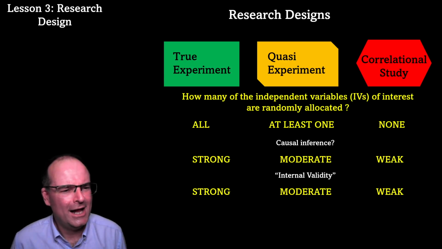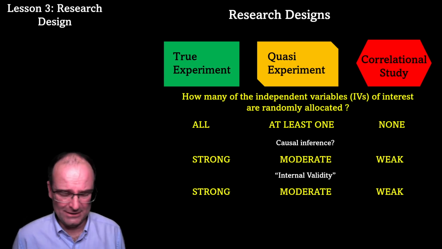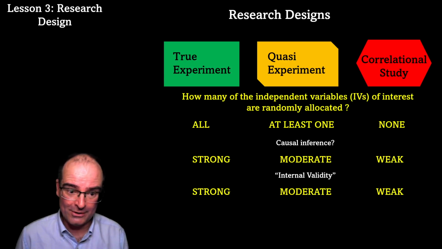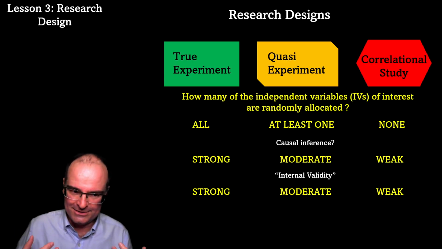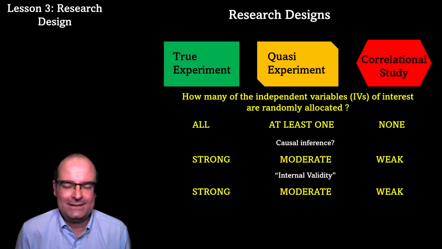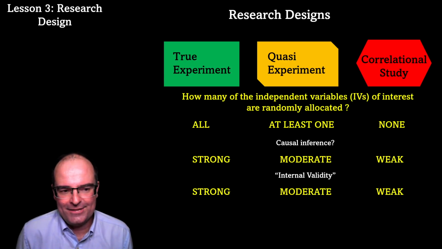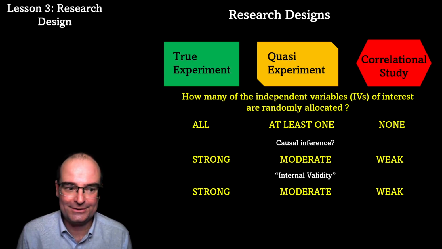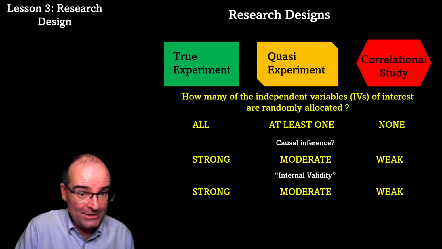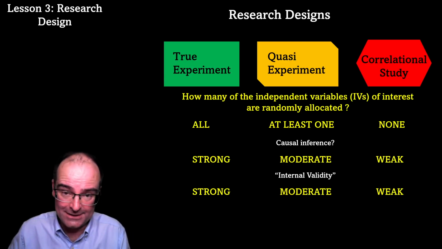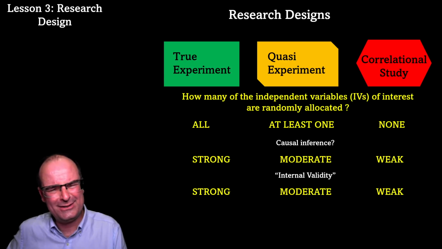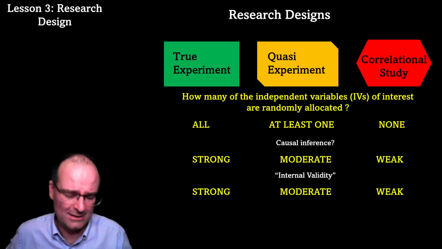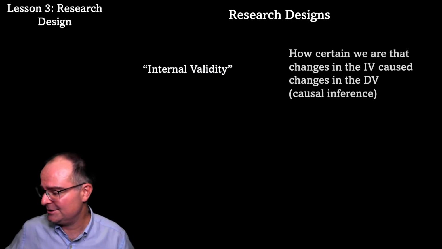explanations. Notice that I've got something called internal validity, which is also strong, moderate, and weak, and that's because the meaning of internal validity is just the extent to which you can draw a strong causal inference. Strong causal inference can be drawn, strong internal validity. Weak causal inference only can be drawn, you have weak internal validity. I think I've got a definition coming up. Yep.